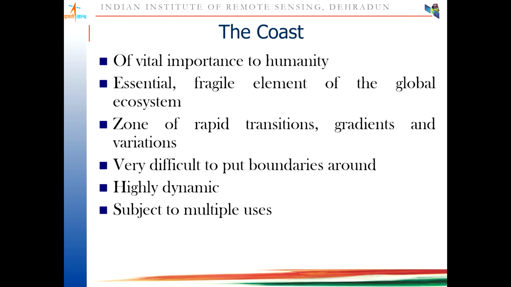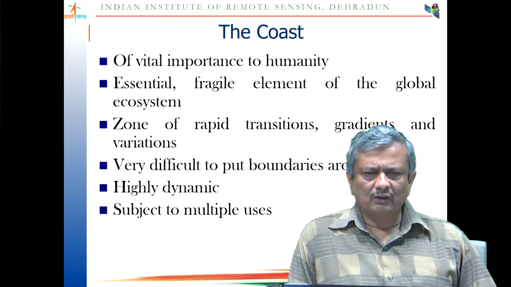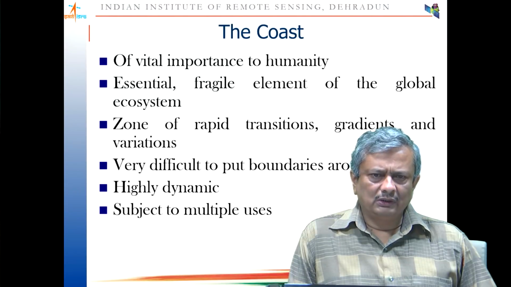and it is a zone of very rapid transition, gradient, and variation. There is a lot of variation in the coastal zone. It's highly dynamic, because you may be aware that there is a high tide, there is a low tide, continuously something or other is happening, erosion is happening, deposition is happening. It's a very dynamic area. So that is why it is very difficult to put boundaries around. The land-water boundary used to be very fuzzy, very difficult. It's not any constant boundary like lithological boundaries and other things which you talk about in geology.